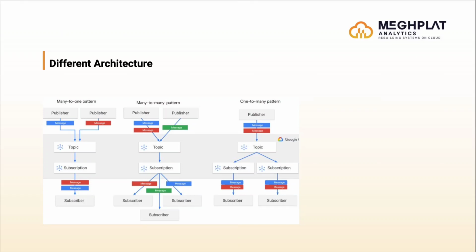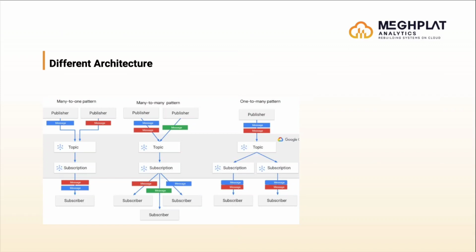For example, a news organization might use a many-to-one PubSub architecture to send news articles to all of its subscribers. The publishers would be the different news writers, and the subscribers would be the readers of the news website.